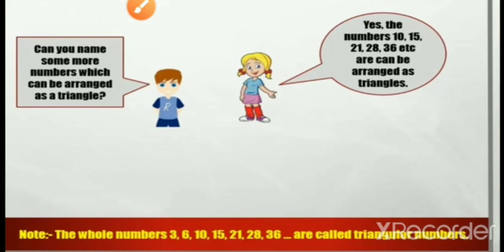Now can you name some more numbers which can be arranged as a triangle? Yes, the numbers 10, 15, 21, 28, 36, etc. can be arranged as triangles. The whole numbers 3, 6, 10, 15, 21, 28, 36 are called triangular numbers.